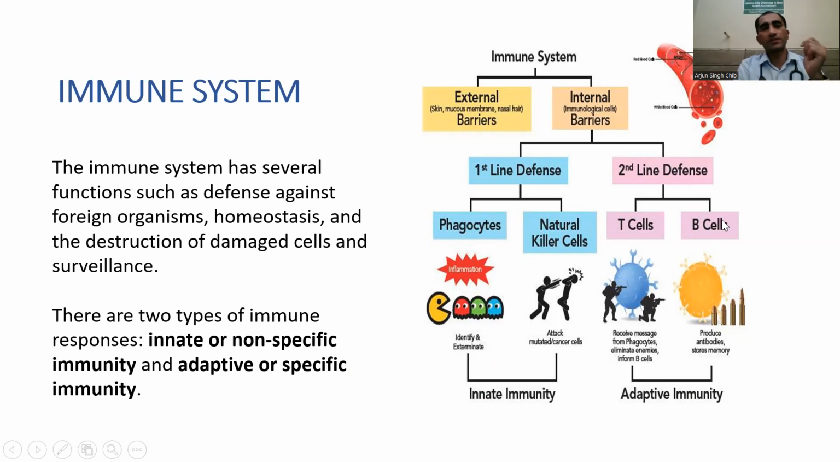Usually these are professional words, but in a broader way we can say we have the immune system in the body, which is external and internal. Internally, we have the cells, and externally, we have the mucous membrane.